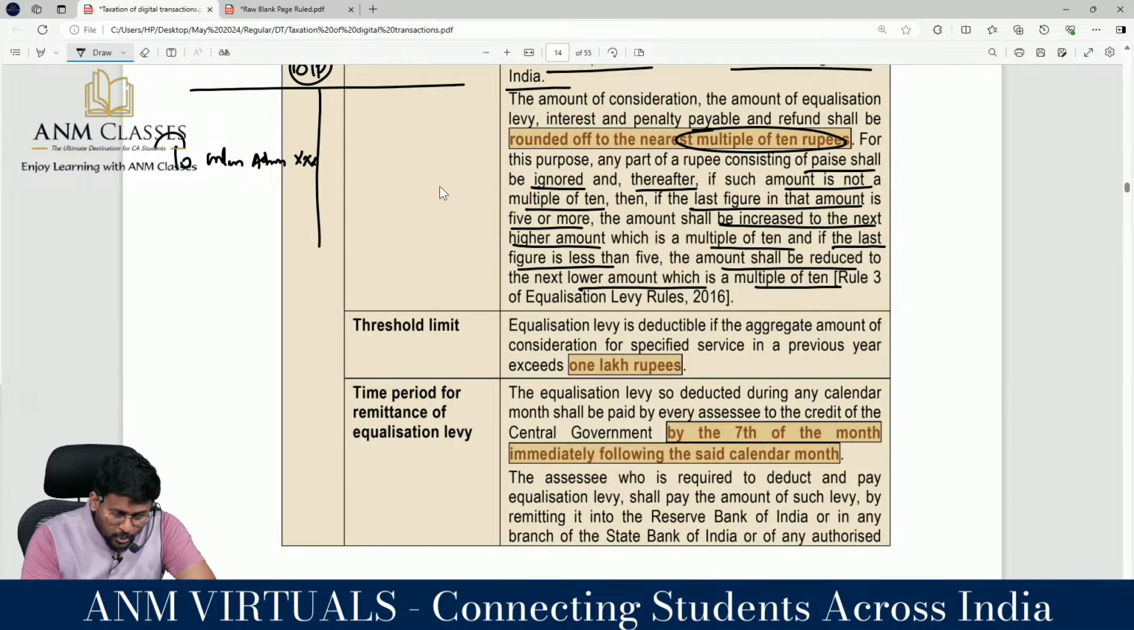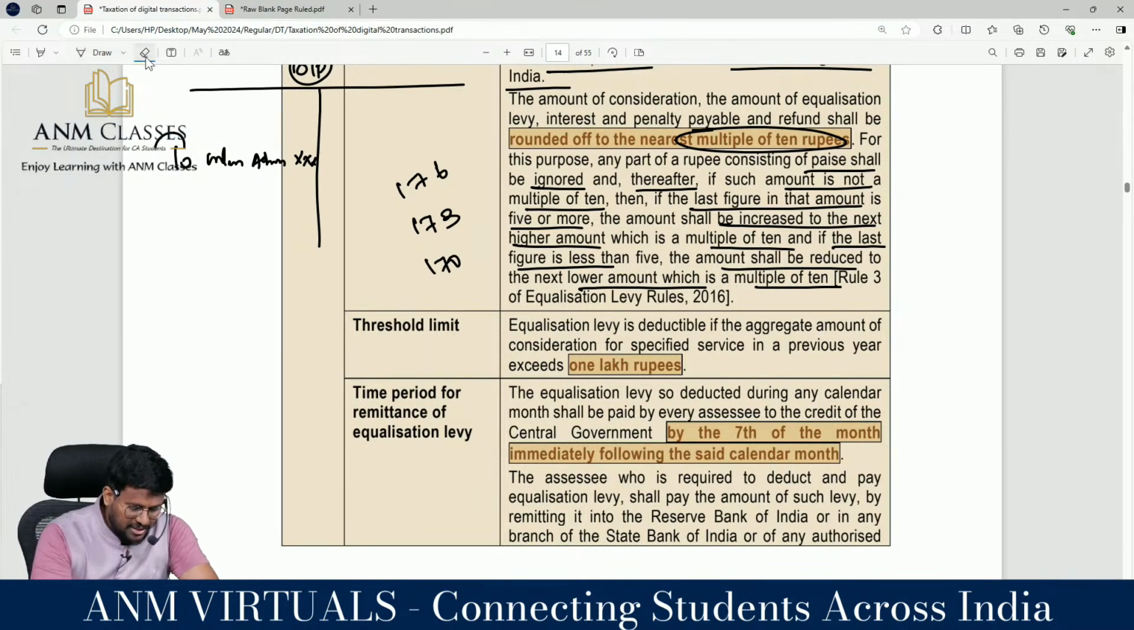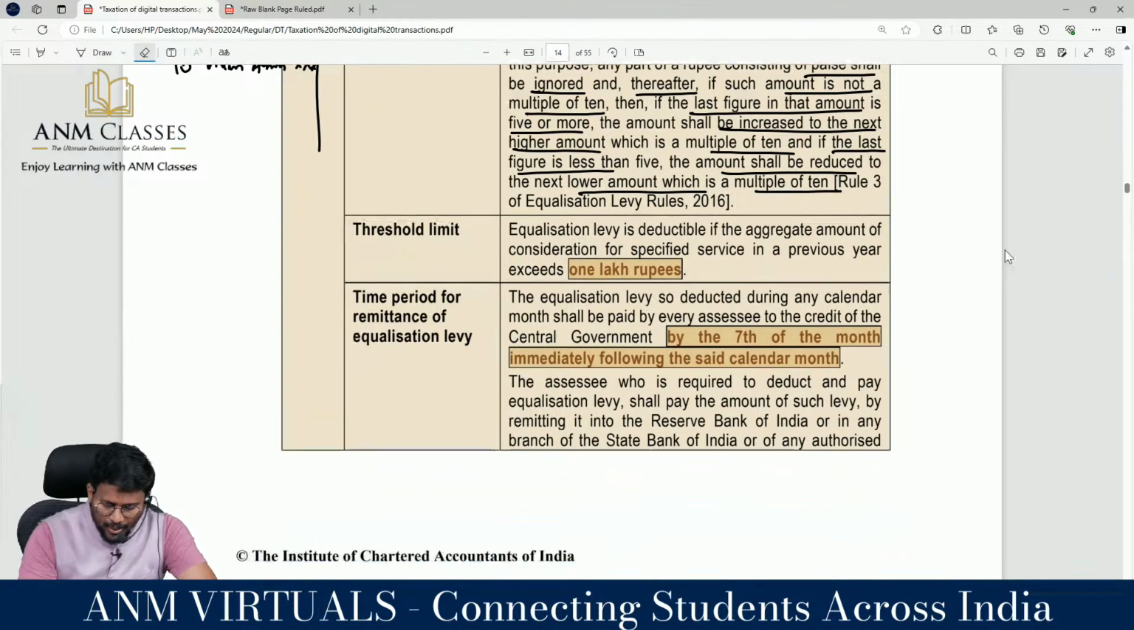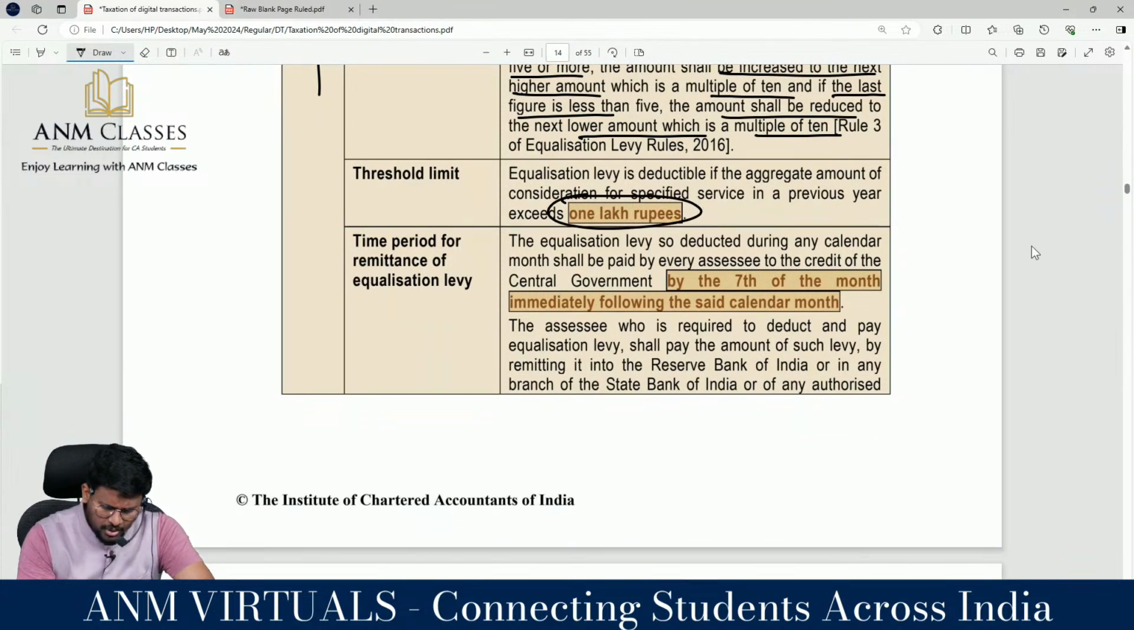For example, when you deduct equalization levy, say it comes to 173. Then paying 170 as equalization levy is enough. If it comes to 176, it becomes 180. That's all, sir. That is the matter. Are you really with me? What is the threshold limit? Equalization levy is deductible if the aggregate amount of consideration for specified service in a previous year exceeds 1 lakh.